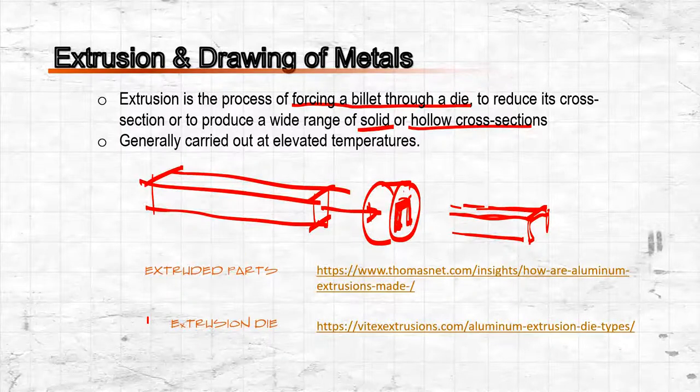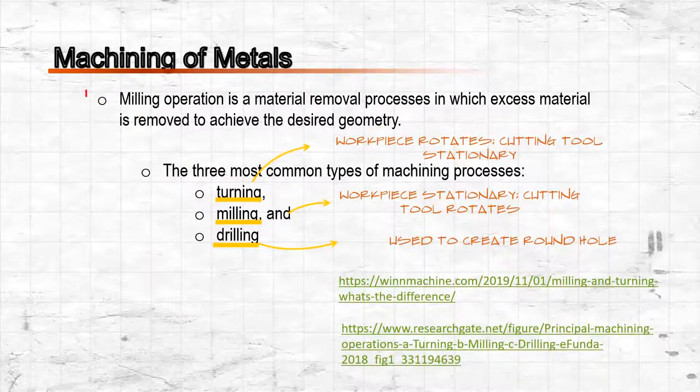Now moving on, we'll talk about the machining of metals. Machining or milling operation is a material removal process. It removes some material from the workpiece so that we can achieve the desired geometry. There are many specific processes related to machining, but right here I'll only discuss these three: turning, milling, and drilling.